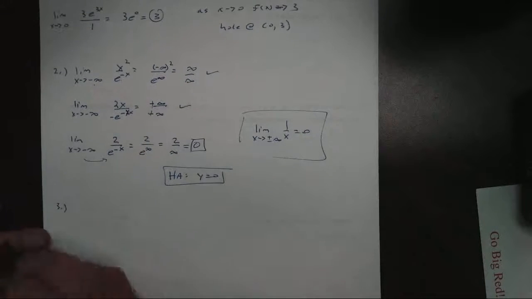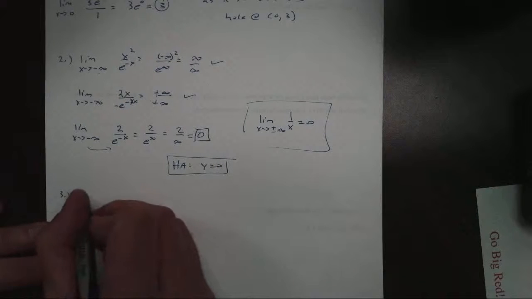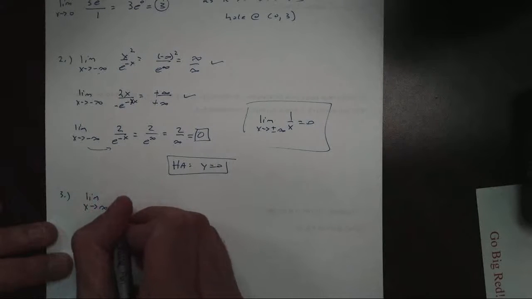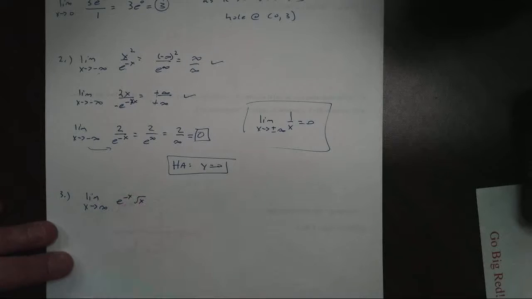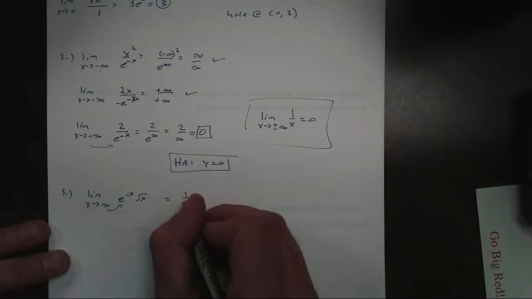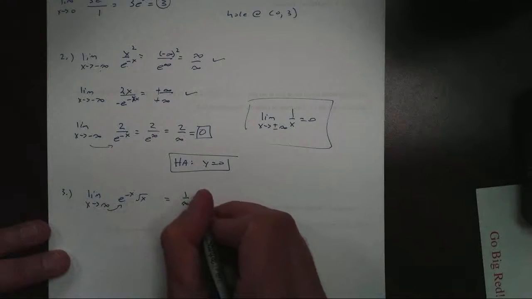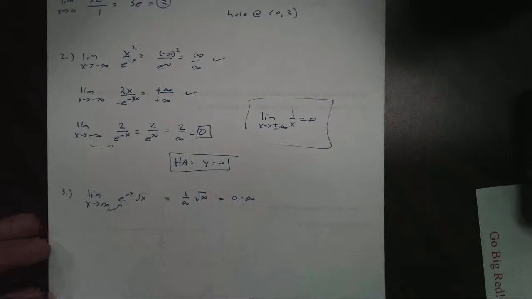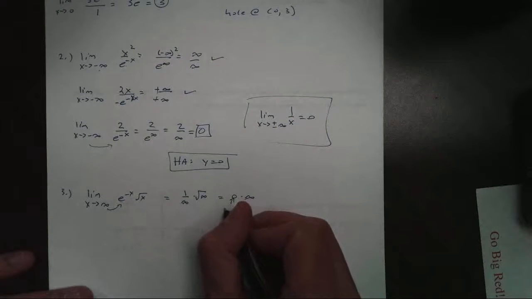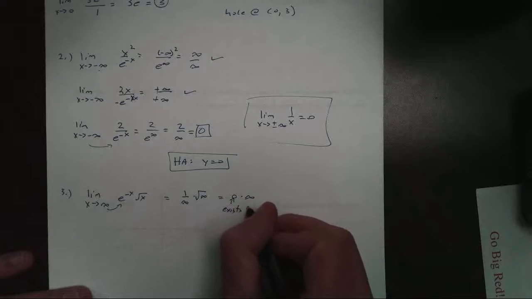Number 3, let's take a look at number 3 here. Slightly harder one. The limit as x goes to infinity of e to the negative x times the square root of x. Now this one's troublesome. If I plug this in right now, I'm going to get 1 over infinity times the square root of infinity, which is just 0 times infinity.